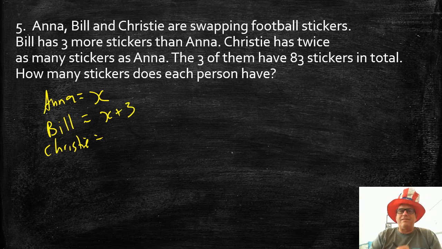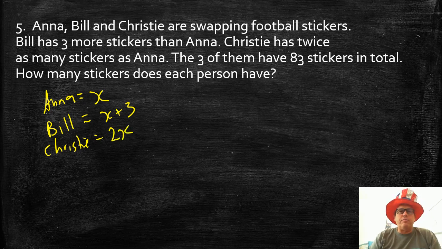Right? If I told you I had 10 stickers and I told you my brother had 3 more stickers than me, you would do 10 plus 3 to work out how many he had. If you're ever stuck on these types of problems, don't worry about the X, just make up some number, and think about how you would work it out. Christy has twice as many as Anna. If Anna is X, twice as many is 2X.